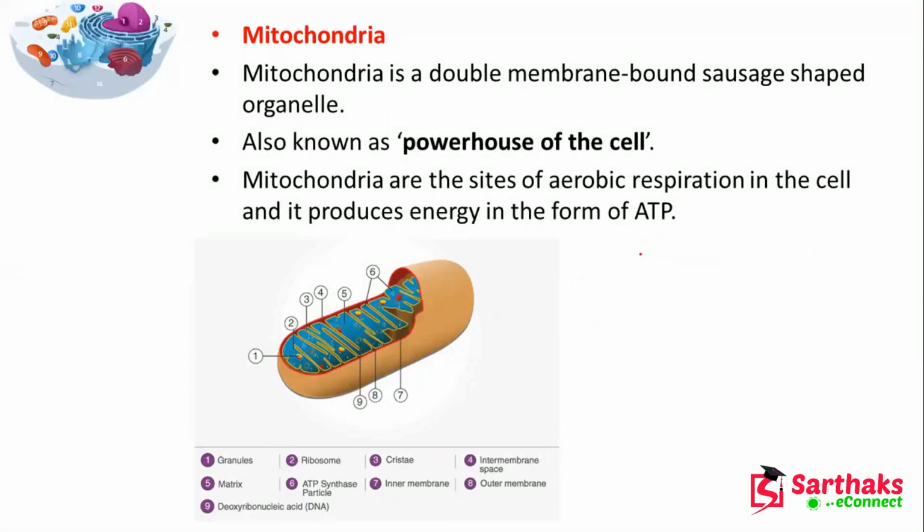Now, next is the mitochondria. And this is the powerhouse of the cell. Mitochondria. And this is double membrane. Here you can see a double membrane bound sausage shaped organelle. This is a sausage shaped organelle, and you have a double membrane here.